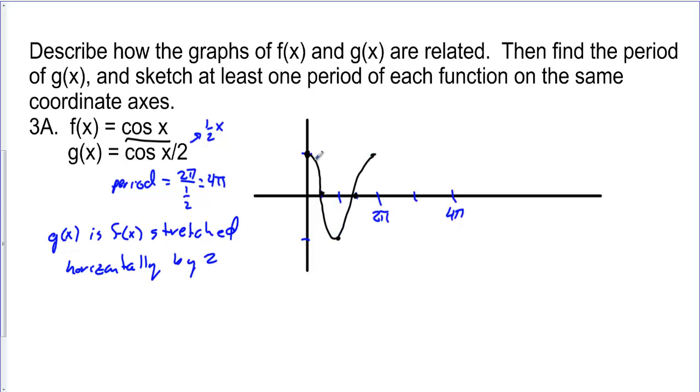So now we've taken that wave and we have stretched it horizontally. So now when we graph cosine of x over 2, we do start at 1, but then we are at 0 at 1 pi, at -1 at 2 pi, at 0 at 3 pi, and then back to 1 at 4 pi. So this graph stretches the original horizontally by a factor of 2.